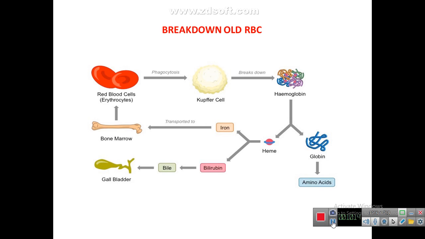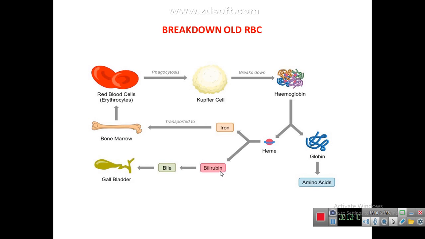The process of breakdown of old RBCs. Old RBCs, by the process of phagocytosis, enter into the Kupffer cell. Inside the Kupffer cell, the breakdown of hemoglobin occurs. Hemoglobin, when it breaks down, becomes separated into the heme part and the globin part. The globin part will again form amino acids, while the heme part will again divide into two parts.